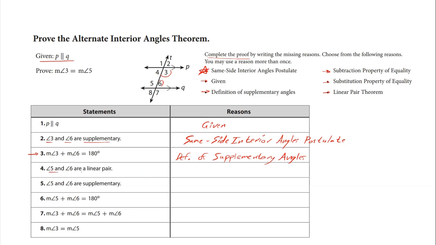All right, angle 5 and angle 6 are a linear pair. That is true, right? Angle 5 and 6 share the line Q. So that would be the reason: the linear pair theorem. Because they share the line. Angle 5 and 6 are supplementary, and I'm trying to make sure I read this right. I think that's just because, again, the linear pair theorem.